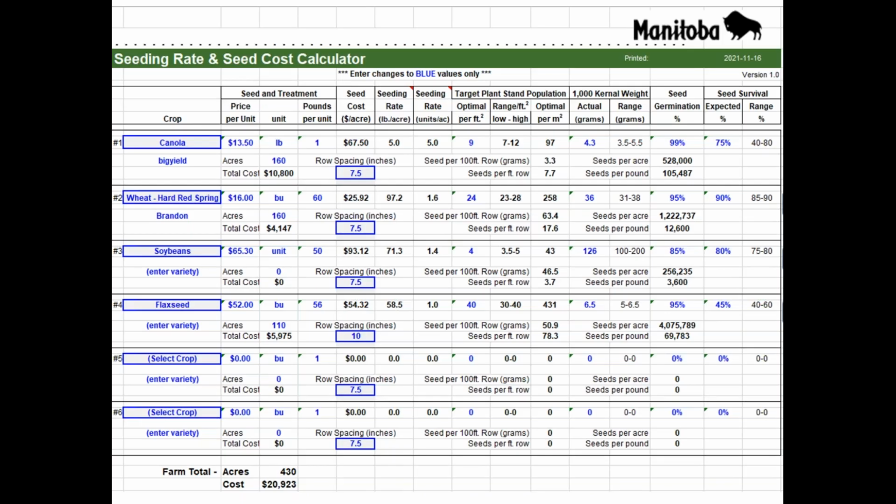We have a seeding rate and seed cost calculator. We've had demand or requests from many people to say, well, what can we look at, maybe skimping on seed rate and cutting back and doing various things. This is a good calculator to be able to estimate different scenarios between seed germ and survivability and different seeding rates to see what it does for the cost per acre.